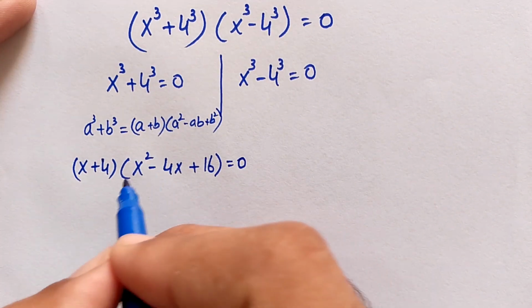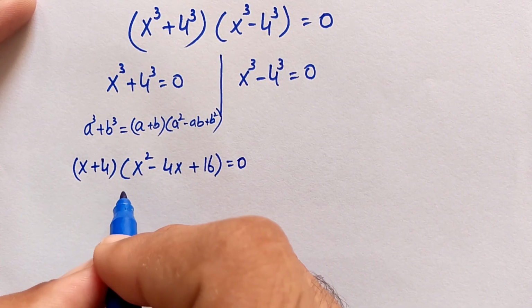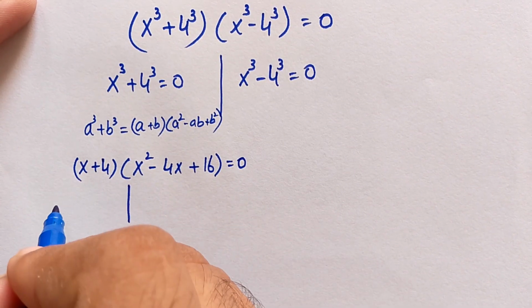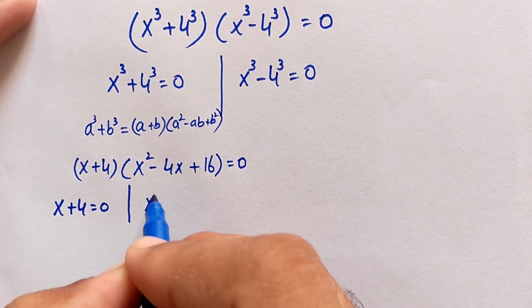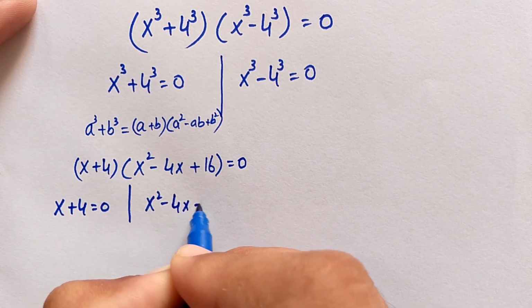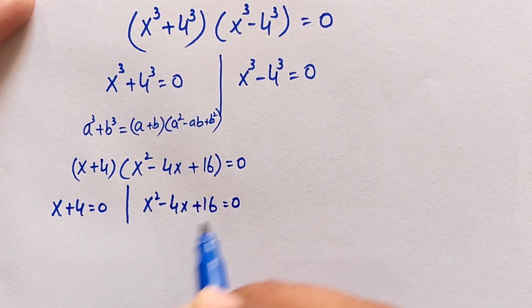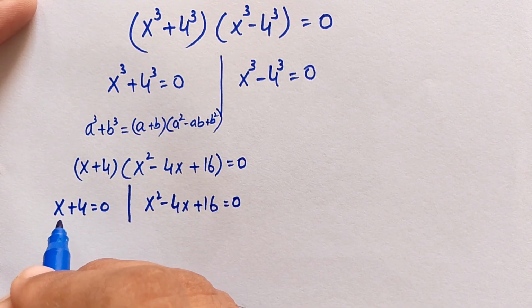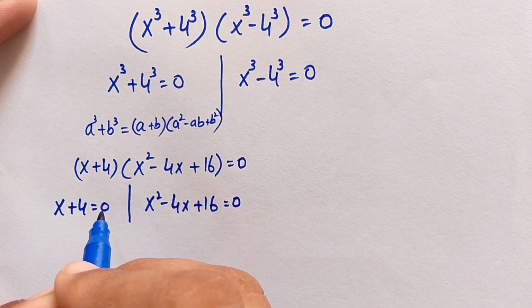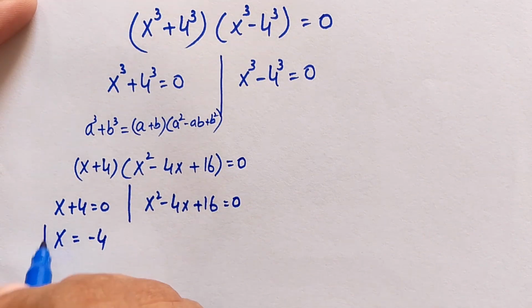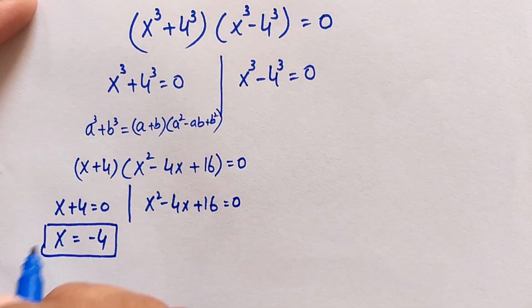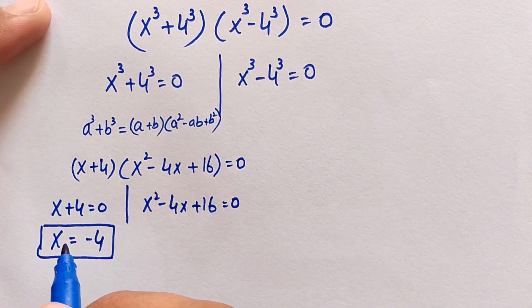Now to solve this, again here there are two cases. The case number first is x plus 4 is equal to 0, and here x square minus 4x plus 16 is equal to 0. Here we have to move this 4 to the right side. This will become x is equal to minus 4. So this is the first solution and the value of x.